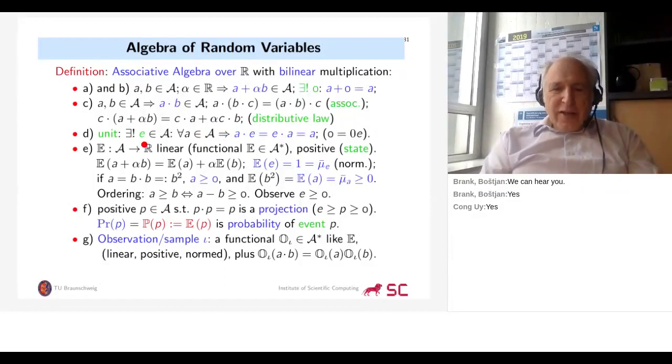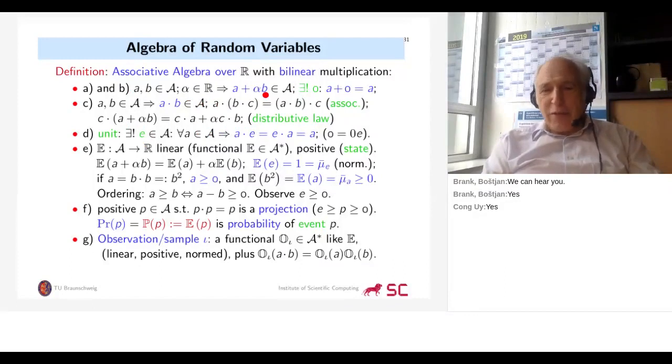There being a unit, by the way, one thing to think of as algebras which are not just numbers is square matrices. You have two square matrices. You can add them and multiply them with numbers. It's still a square matrix. You can multiply them with matrix multiplication. It's still a square matrix. This law holds, and so on. There's a unit matrix, which is the unit for multiplication. It doesn't change anything.